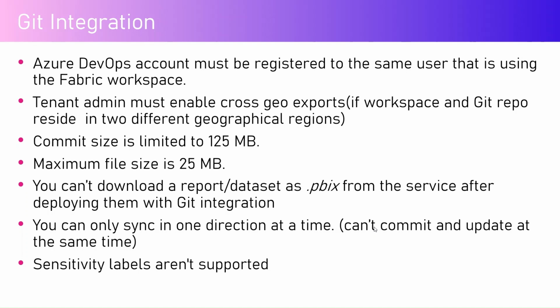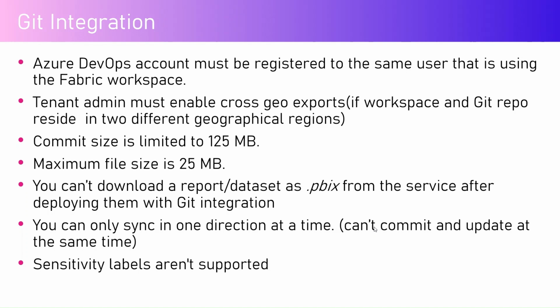Basically, it says that if the workspace and the Git repo reside in two different geographical regions and need to be connected, then you need to explicitly select an option which allows you to connect those cross geo related services. So, for example, if your workspace is located in location A and the Azure DevOps Git repo resides in location B, you need to enable that option.